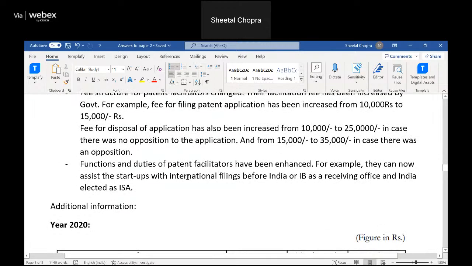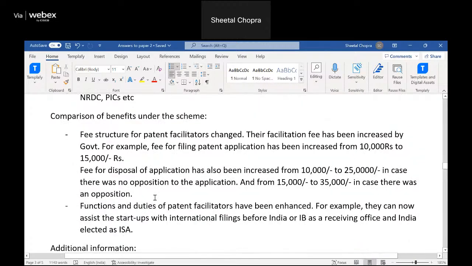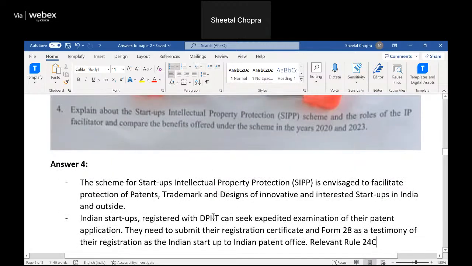Another change that has happened in the 2023 scheme is that the functions and duties of patent facilitators have been enhanced. For example, they can now assist the startups with international filings as well, besides India, at the International Bureau as a receiving office, or India, which is elected as an international searching authority. So this is quite a lot of content that you could mention as the answer to question 4 in your own words.